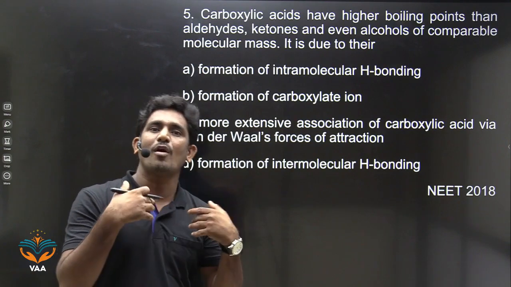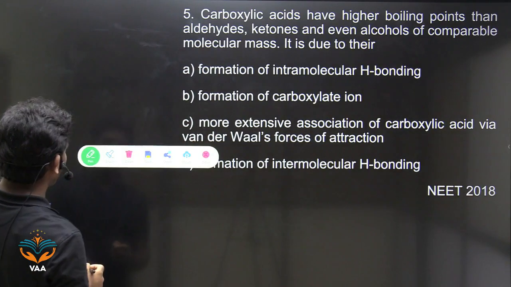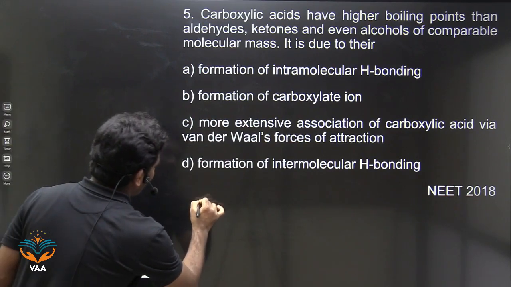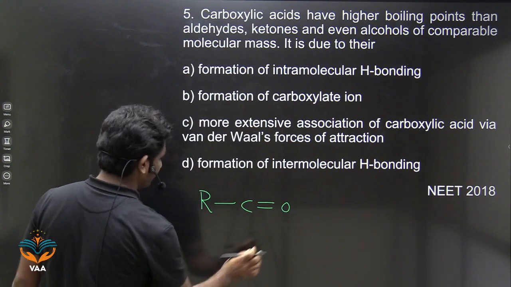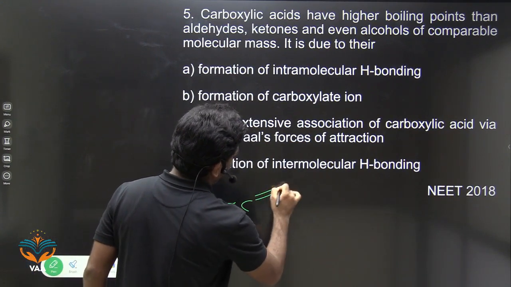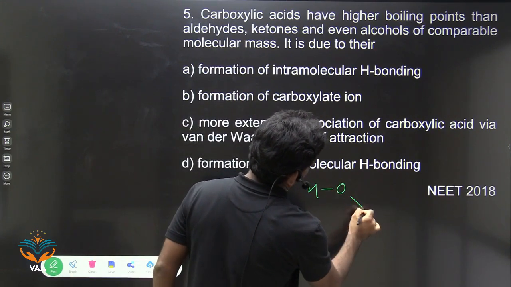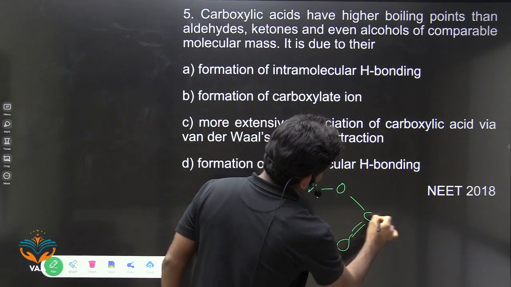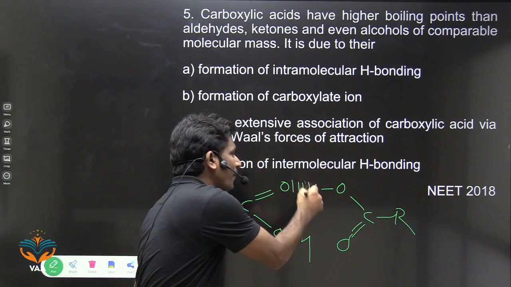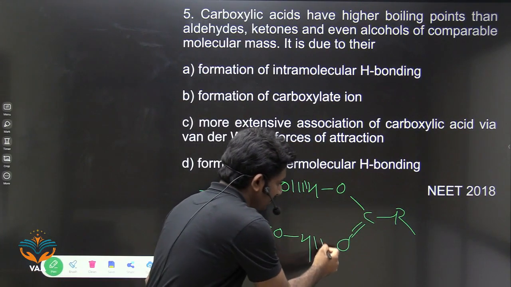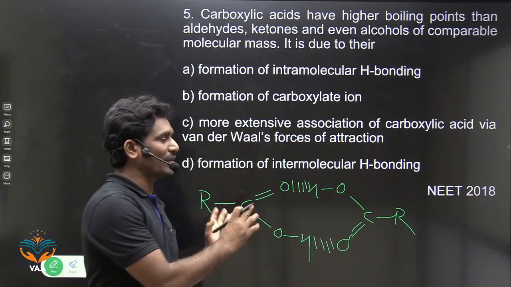Carboxylic acids will form a dimer like this. Look here. R C double bond O OH. This is one carboxylic acid, this is another carboxylic acid. So this type of association is present here. There are two intermolecular hydrogen bondings present that will give a dimer.